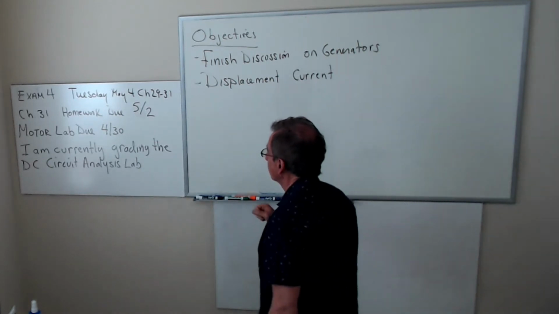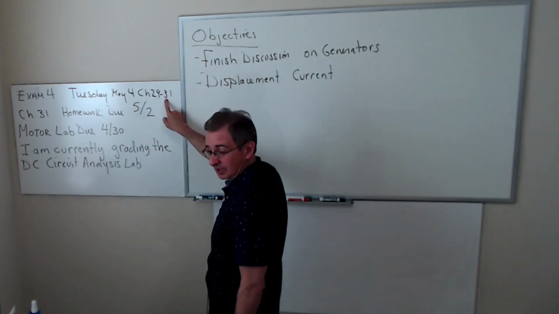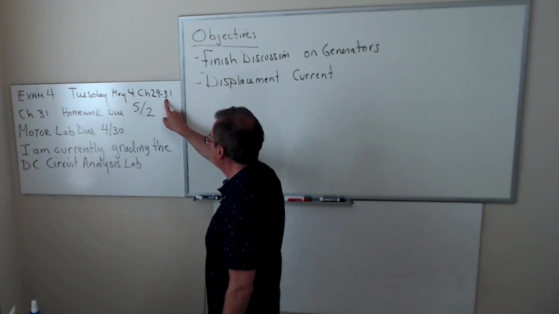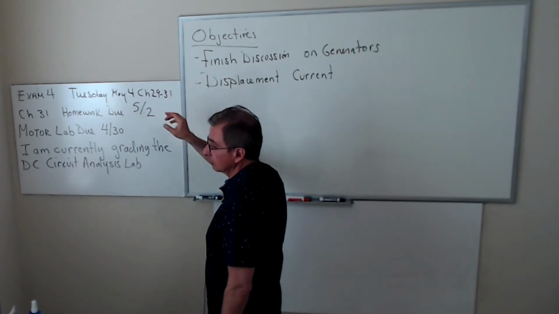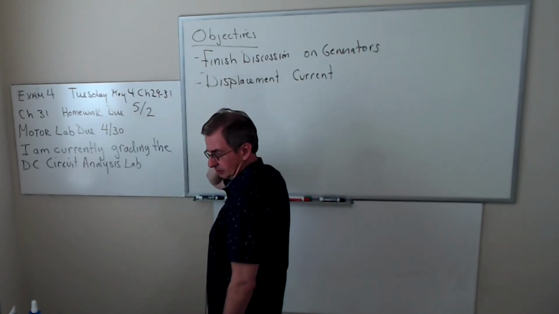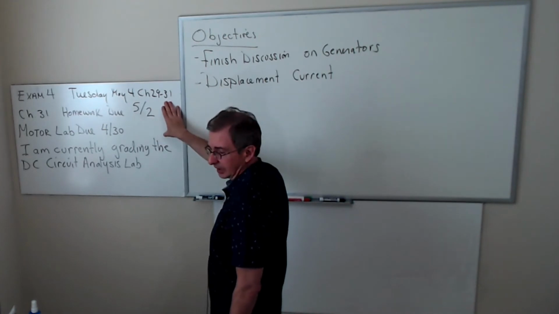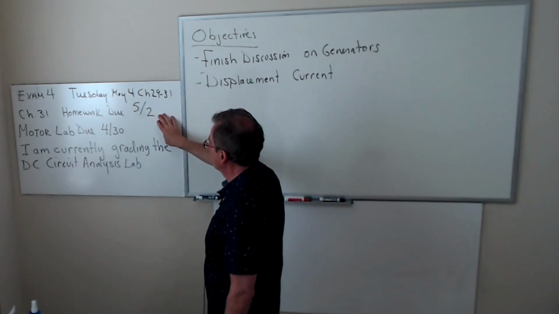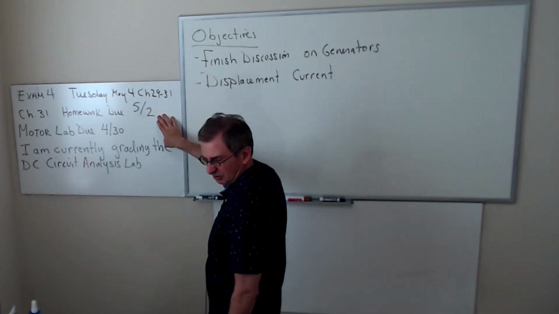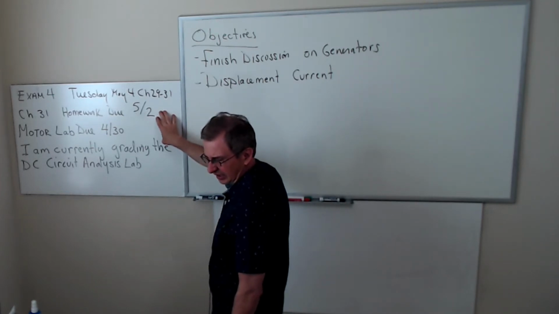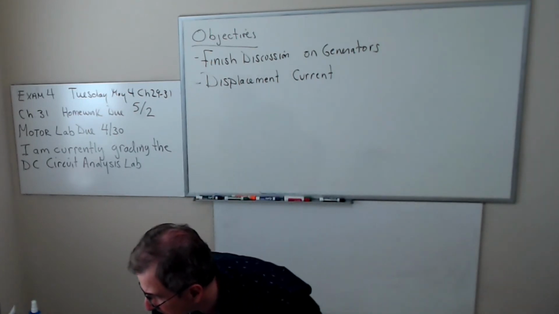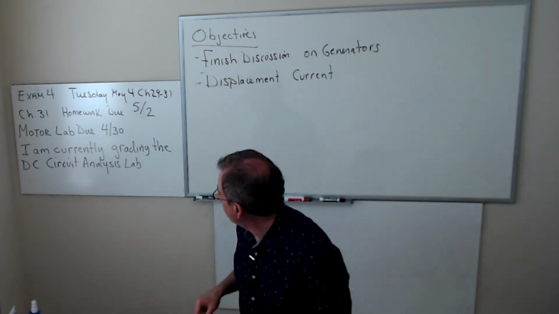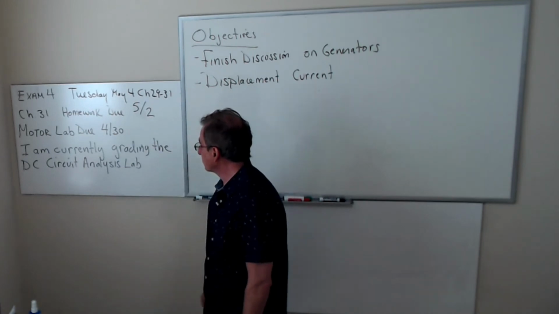Some reminders. Exam 4 is next Tuesday, chapters 29 through 31. What I might do is have a session before the exam on Monday night and not have the office hours on Tuesday. I might switch them. Next homework is due on the 2nd. And notice I changed the date. It'll say a different date in Canvas. Okay. Motor Lab is due on the 30th.